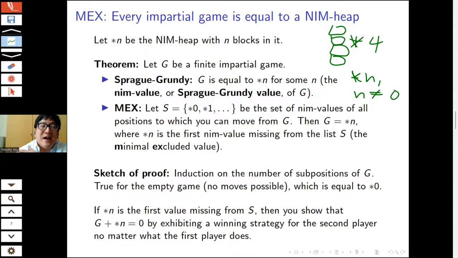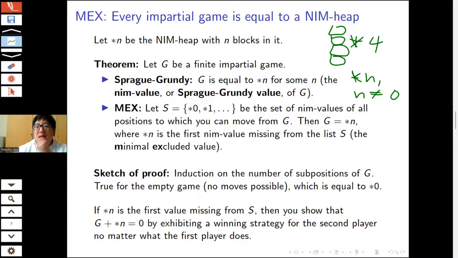The complexity in the computer science sense is very large very quickly. All right, so there's the Sprague-Grundy theorem, and the second part is a way to compute the Sprague-Grundy value of a given position. Let S be star zero and star one and so on, the set of all nim values of all positions to which you can move from G. Then G equals star n, where star n is the first nim value missing from that list S, the minimal excluded value, or mex.